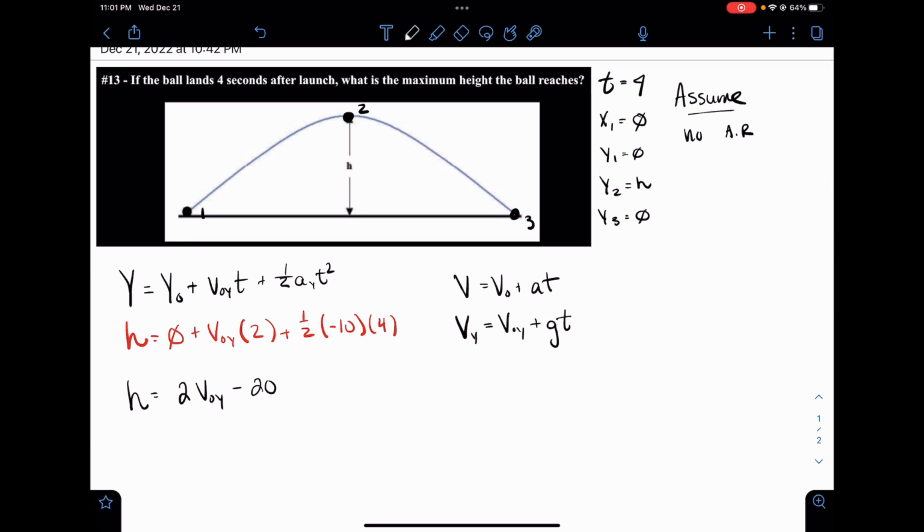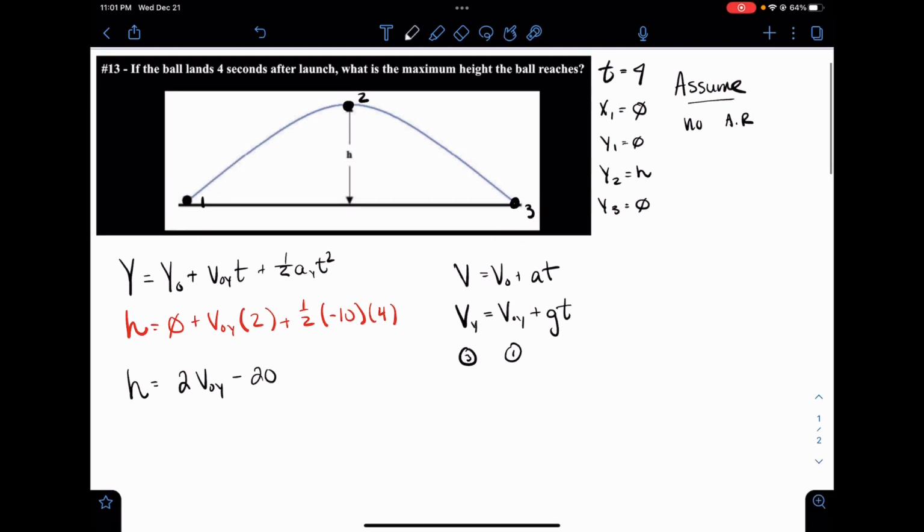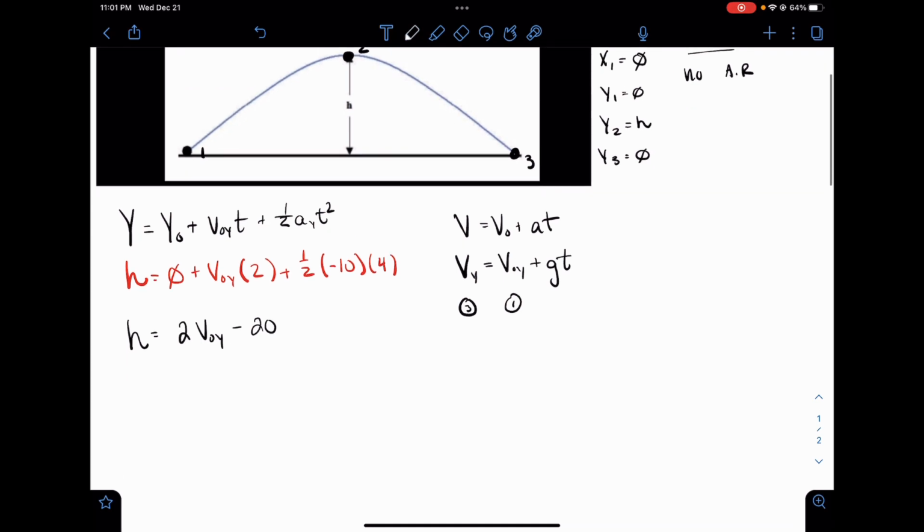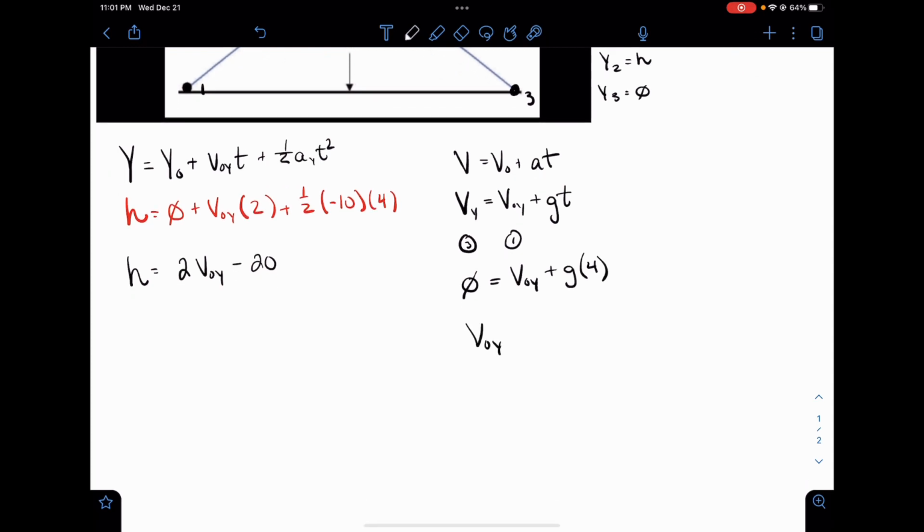Our final speed we're going to say is at point 3, and our initial speed we're going to say is at point 1. So we're analyzing this point right here and this point right here. Once the ball hits the ground, it stops. So our final speed is 0. Our initial speed in the y direction is some initial speed plus g times t, but because the full movement has occurred, it's 4 seconds. So our v naught y equals positive 10, because we'll add it to the 0 side, times 4. V naught y equals 40 meters per second.